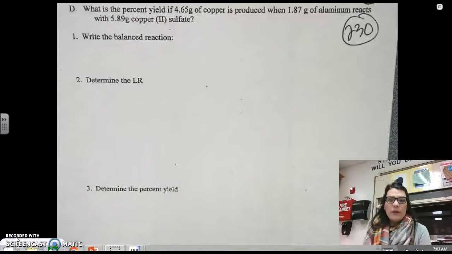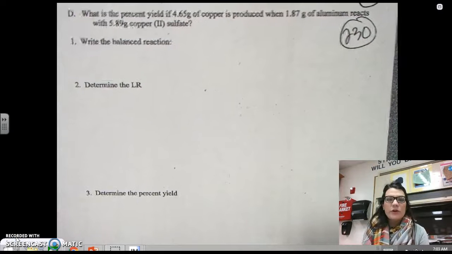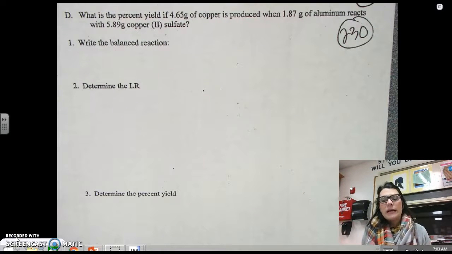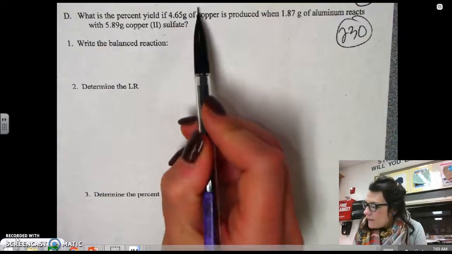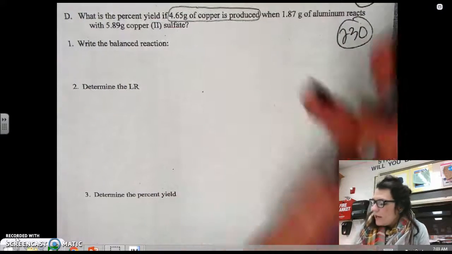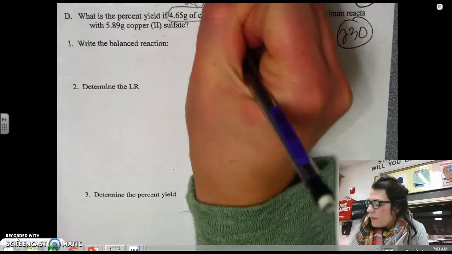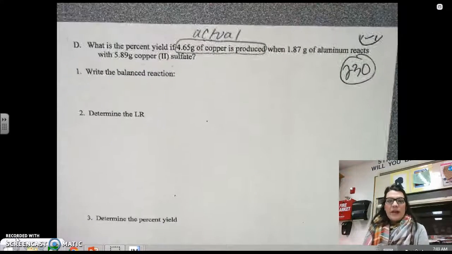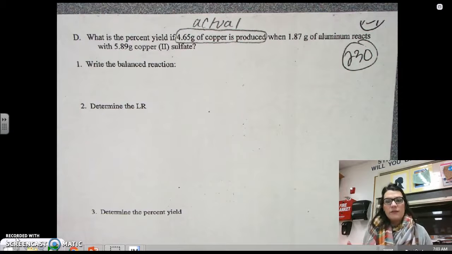Okay, so let me do another example. Hang on, let me get my other paper. Okay, let me do one more example here, okay? This is on page 230 of your notes. It says, what is the percent yield if 4.65 grams of copper is produced? Okay, so this is going to be our actual. Meaning, I went into the lab, I did this experiment, and I actually made 4.65 grams of copper.